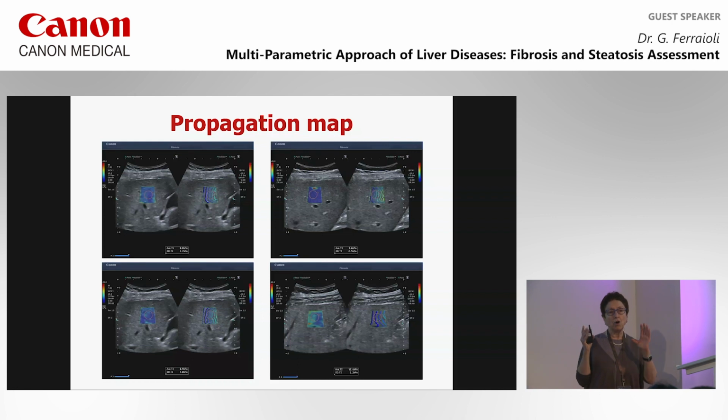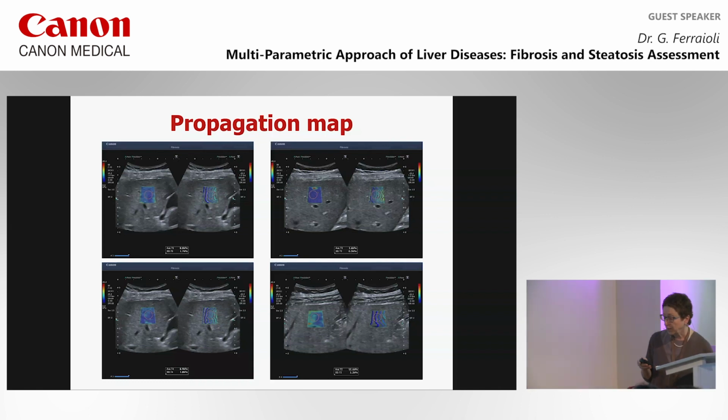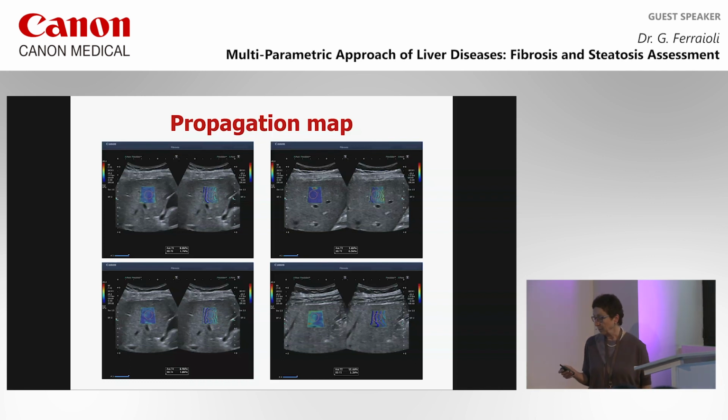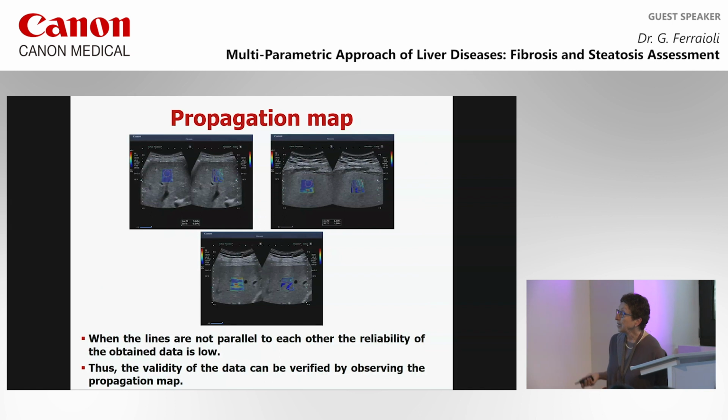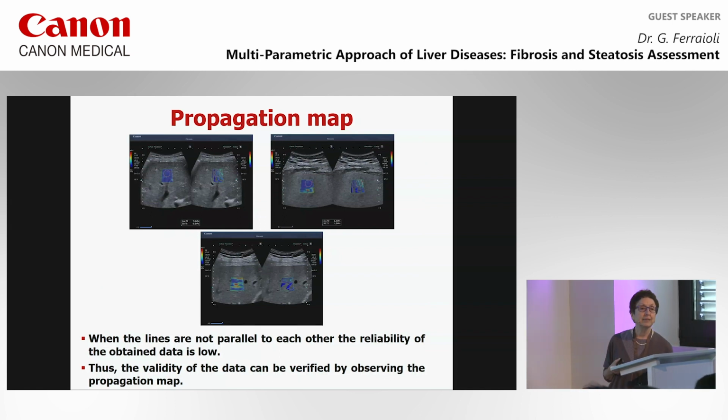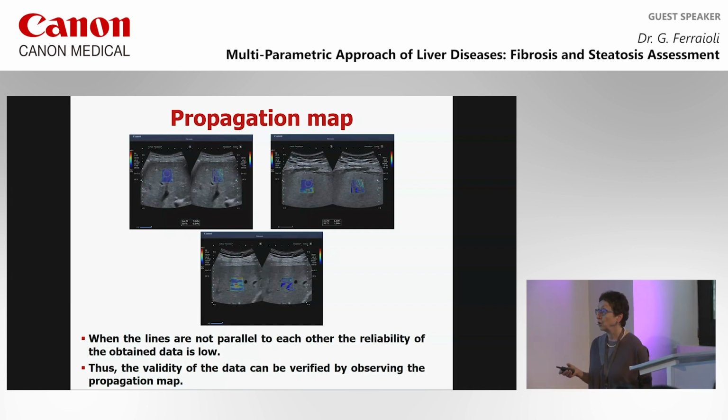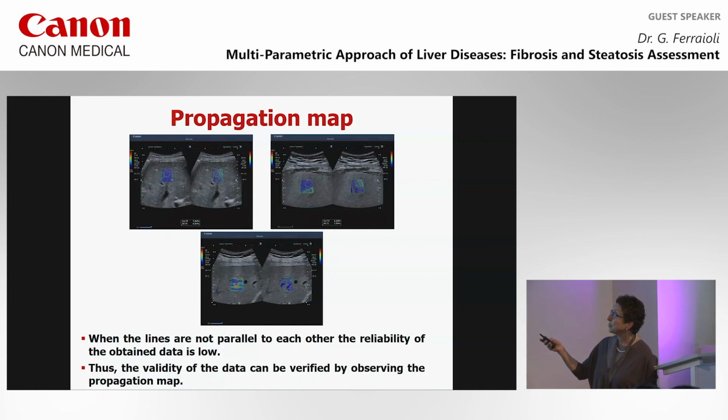So using only the color inside the sample box is not enough to choose a reliable area where the measurement should be performed. When the lines are not parallel, the reliability of the data is low. So the suggestion is to not perform measurements if you obtain an image like this, even though here it is filled with the color. And here you can see that looking at the propagation map, we can exclude completely this part of the sample box.